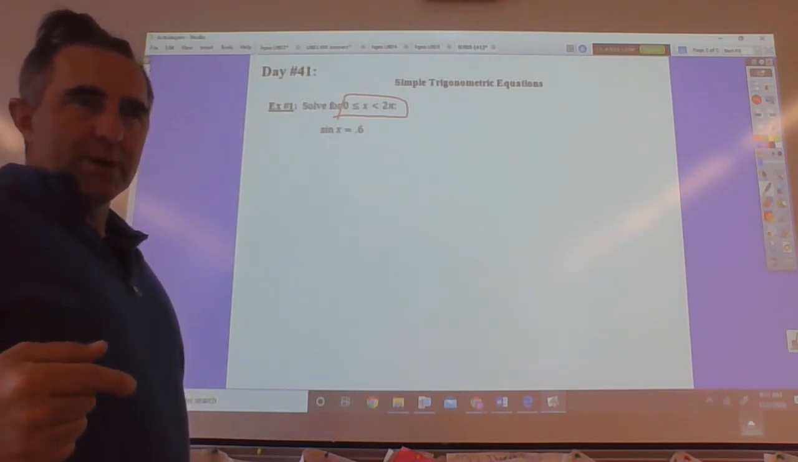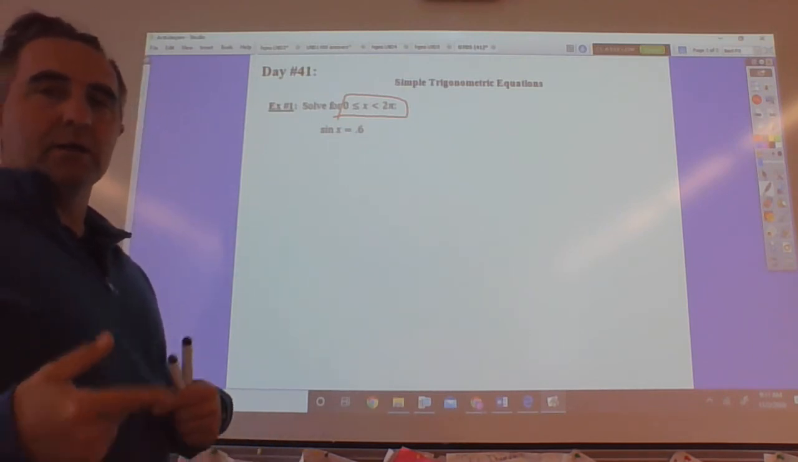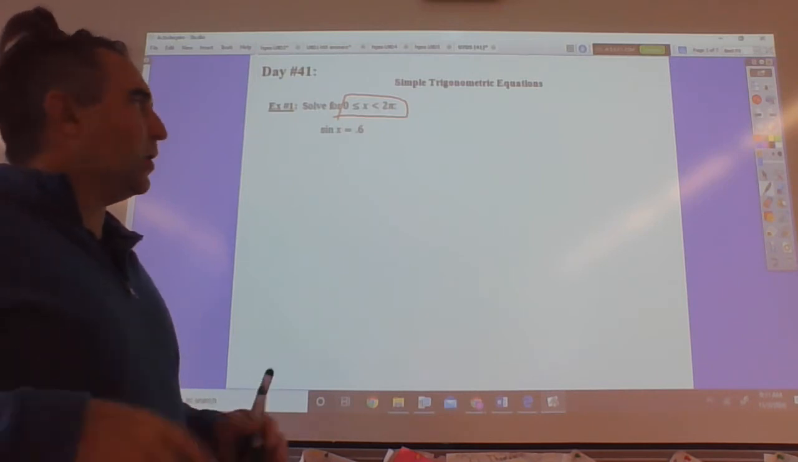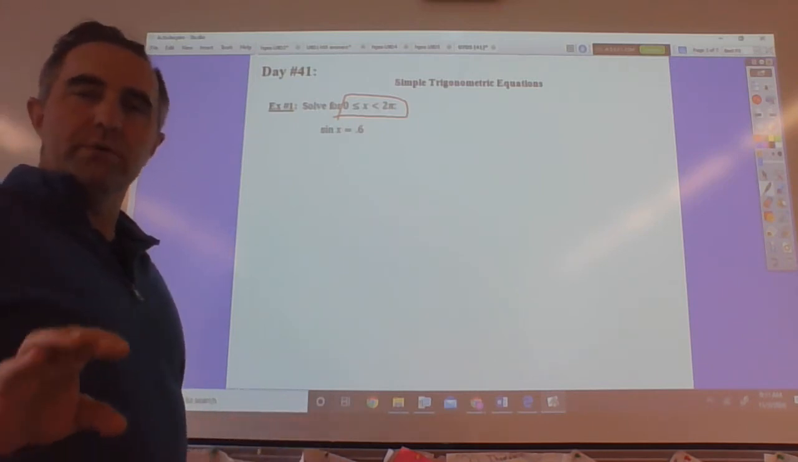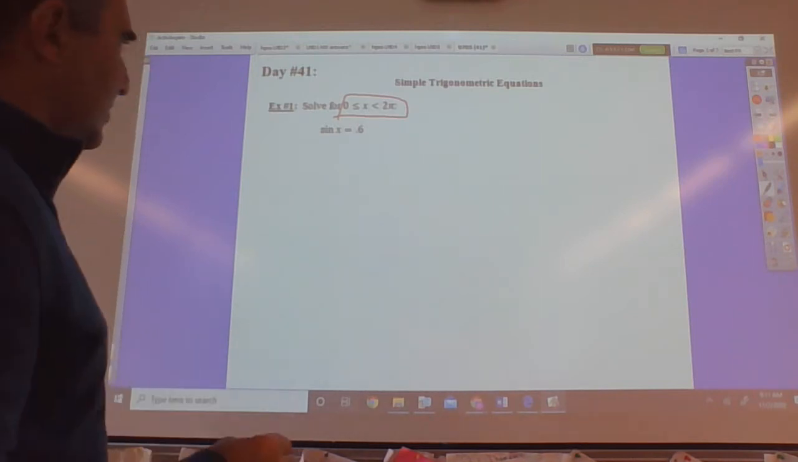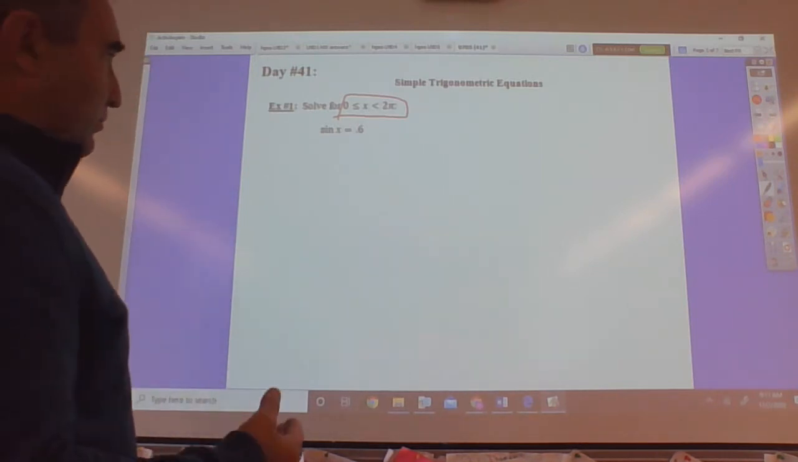So back to those homework problems where it was pi over 2 plus n pi plus 2 n pi, all that stuff, that's out. We're only going to be focusing on one trip around the circle. So when is sine of x equal to 0.6?